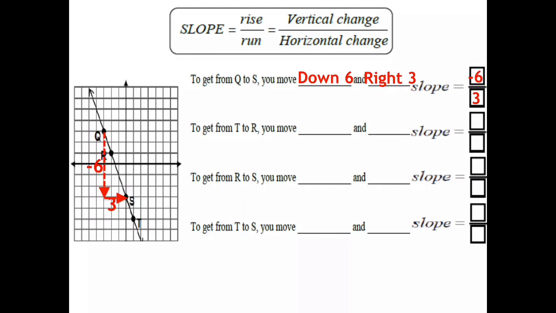Okay, now again, remember, if you go down or to the left, it's negative. If you go up or to the right, it's positive. Go ahead and find the rest of these, and then we'll talk about your results.